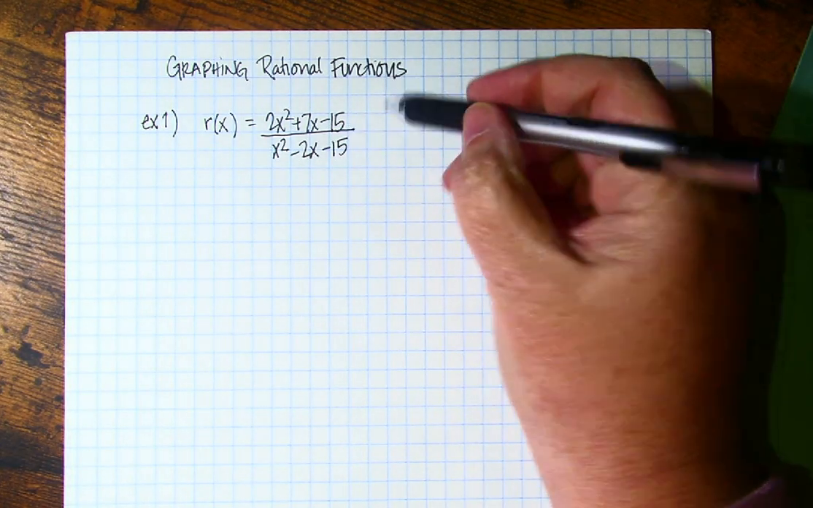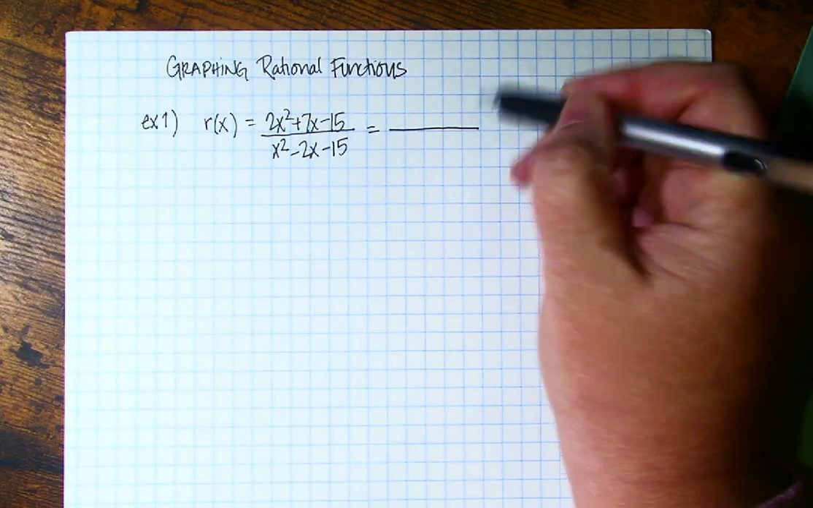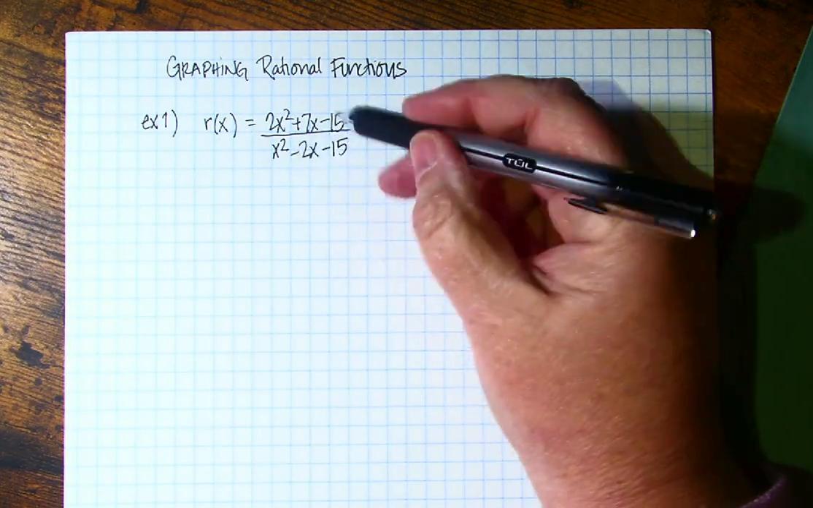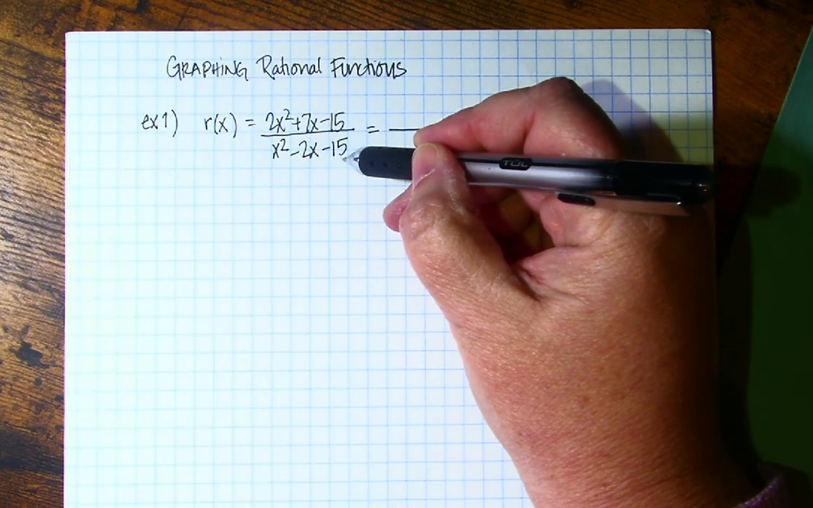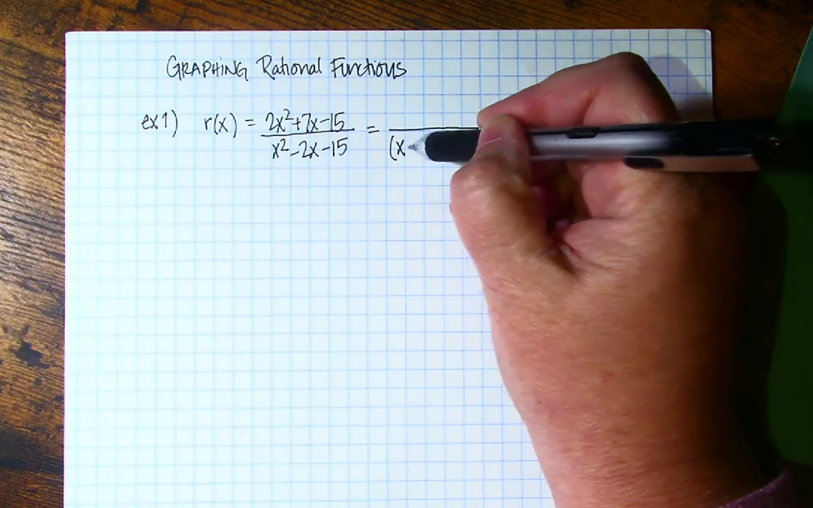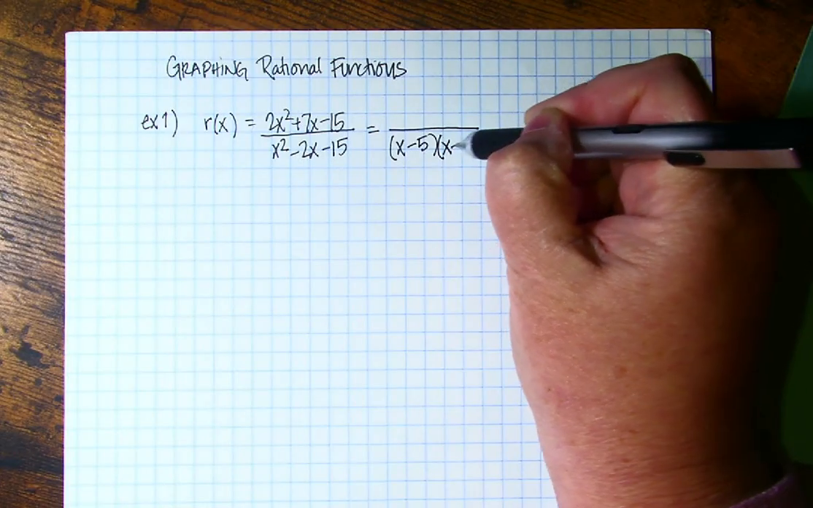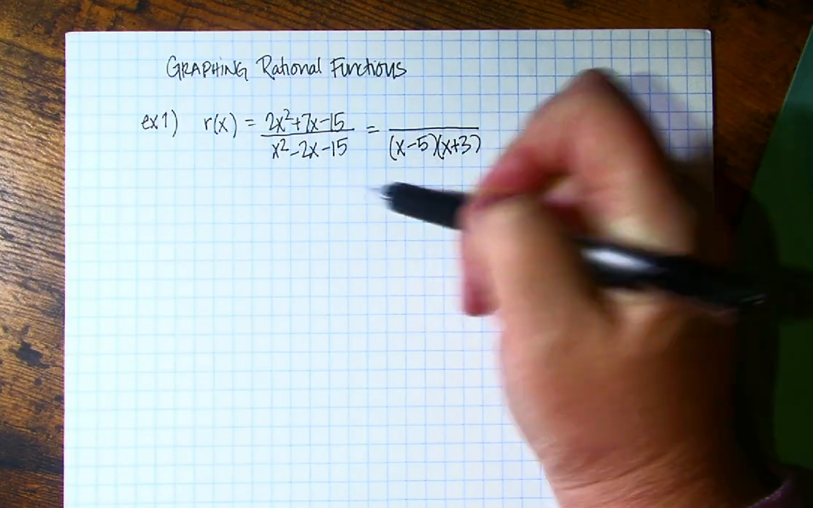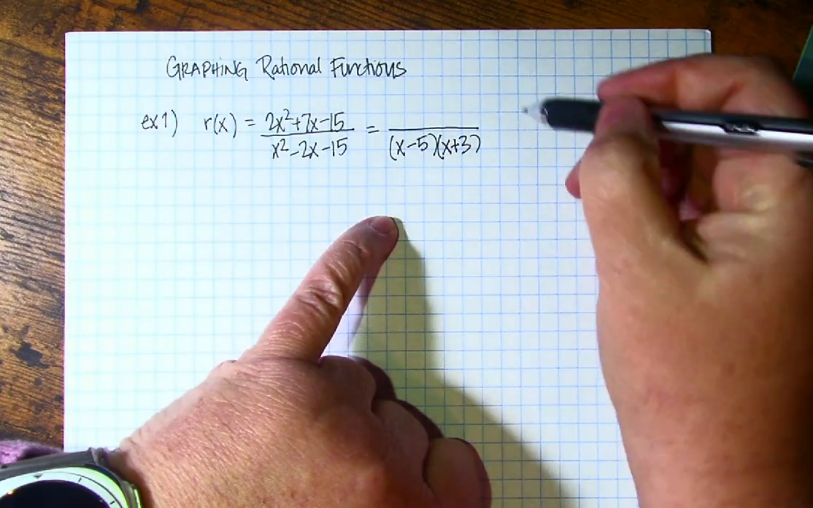So we'll both want the fraction form, and we will want this same form factored as much as we can get it. So if you look at the denominator, hopefully you can see the factors here, the factors of 15 that will add to give you a negative 2. This would be an x minus 5 and an x plus 3, as negative 5 times positive 3 is a negative 15, and if I add a negative 5 and 3, I do get a negative 2.